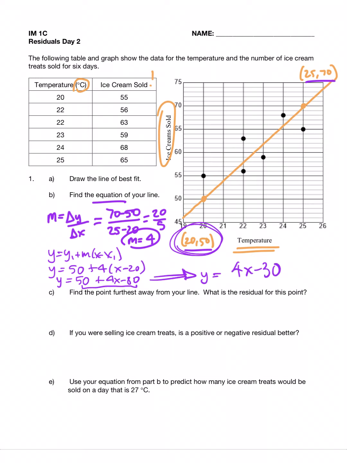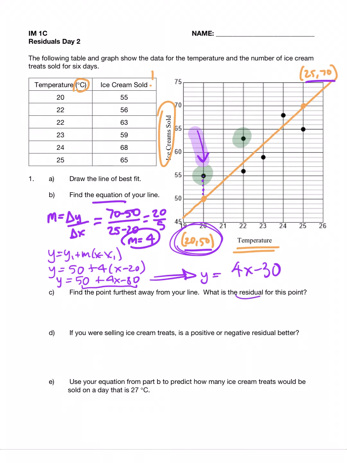Okay, so now if you read the next question, it says find the point that's furthest away from your line. Now I'm looking at this and I see two that appear to be furthest from my line. I think it's this one and this one. So it really doesn't matter which one we pick. I'm going to use this one. Oh, maybe not. Hold on. I'm going to use that one. And if I count, I can see that I'm about 1, 2, 3, 4, 5 points away.